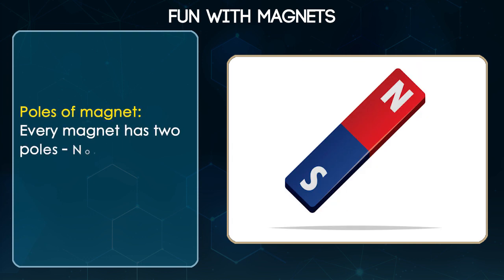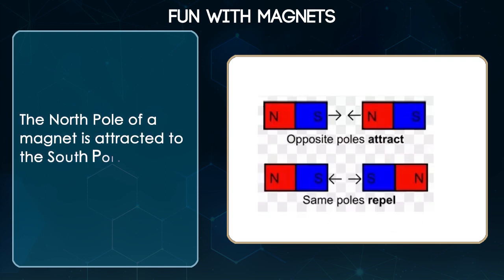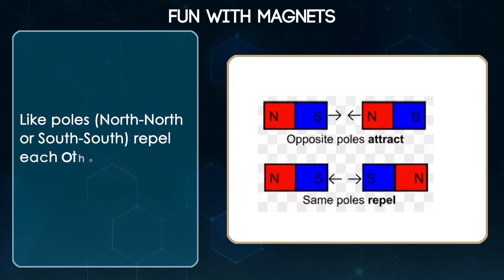Poles of a magnet. Every magnet has two poles, North Pole and South Pole. The North Pole of a magnet is attracted to the South Pole of another magnet. Like poles repel each other.